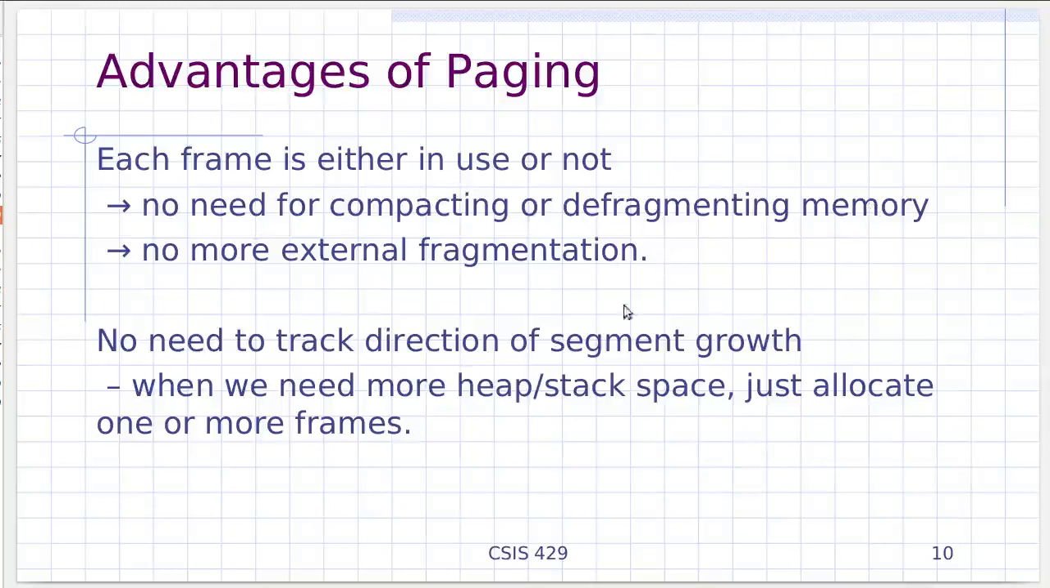We don't need to track the direction of a segment growth. When we need more space, we just use another frame. So we don't have to worry about heap growing down, stack growing up, things like that. And we don't have to worry about segment growth and any of that. If you swap something out, you can swap it back in anywhere as long as you have a free slot open. You don't have to worry about size.